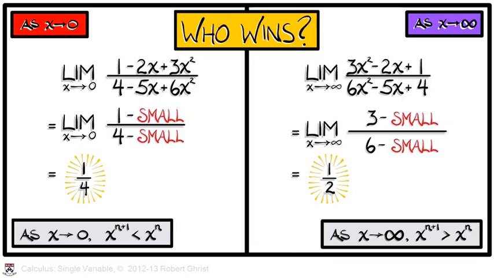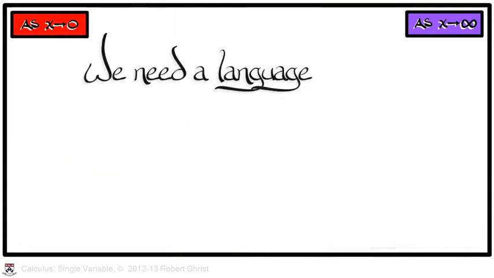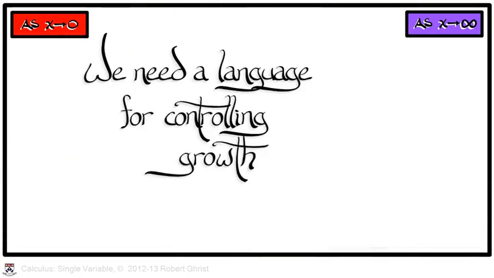Now, if we compare these two, we see that as x is getting small, it's the lowest order terms that dominate, whereas if x is going to infinity, it's the highest order terms that dominate. This duality is extremely important and can cause confusion, so always pay attention to which way the limit is going. What we really need is a good language for controlling and describing this sort of growth.